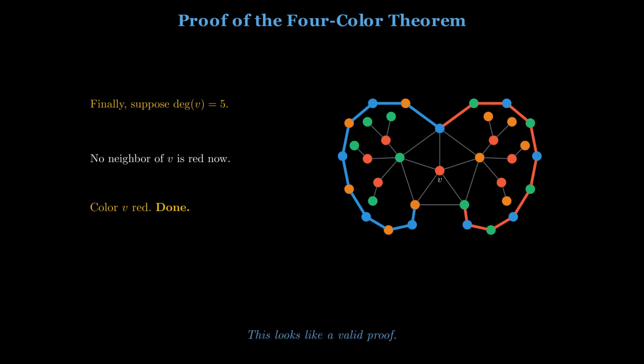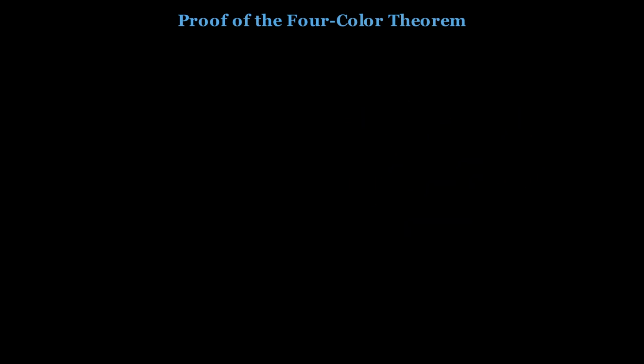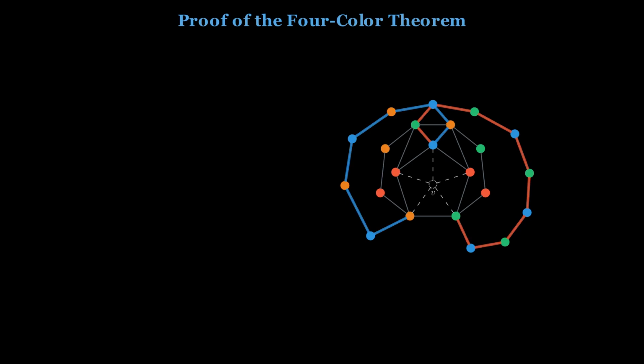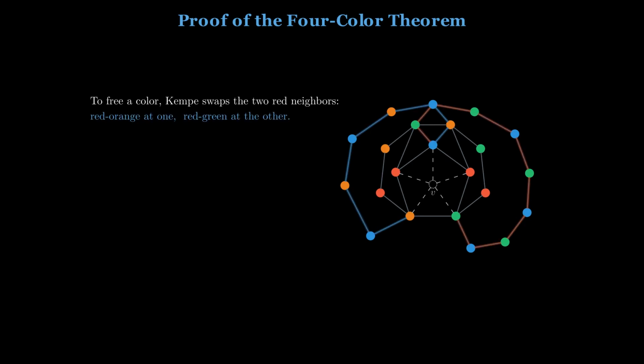This looks like a valid proof. But is this argument really correct? Let us look more closely. But the two chains can look like this. Each one runs from the blue neighbor, up through the diamond, and around the outside. To free a color, Kempe swaps one of the 2 red neighbors, red-orange at one, red-green at the other.